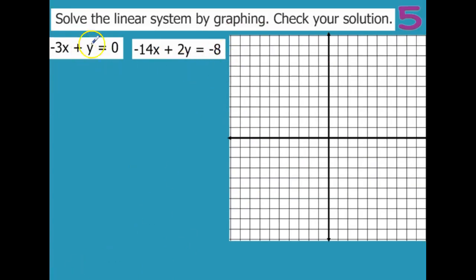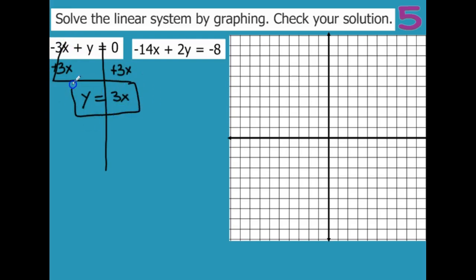Let's try another one. We need to solve these both for y before we can graph them. So first I'm going to add my 3x over to the other side. So those eliminate. We have y equals 3x plus 0, or just 3x. If you want to graph that one right away, we can. It's in the form y equals mx plus b. b is just 0. So we're beginning at 0.